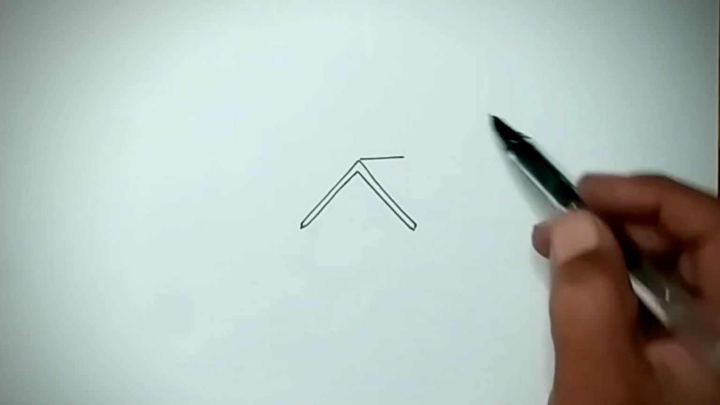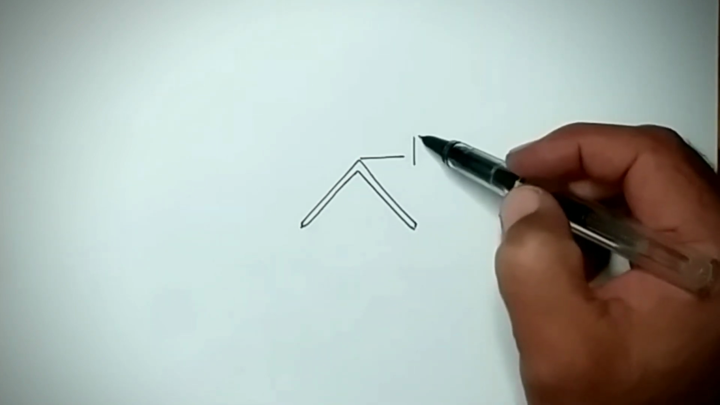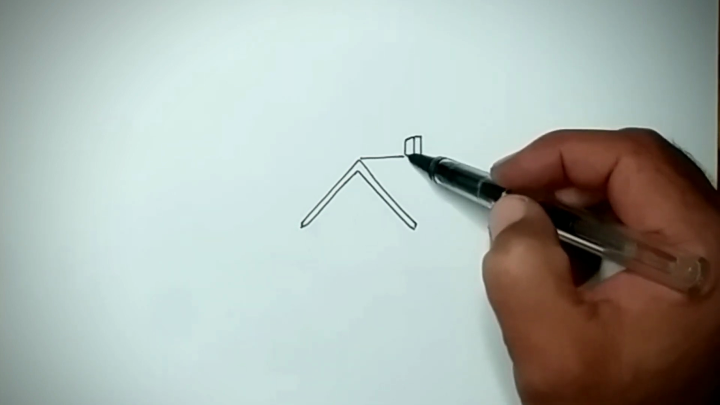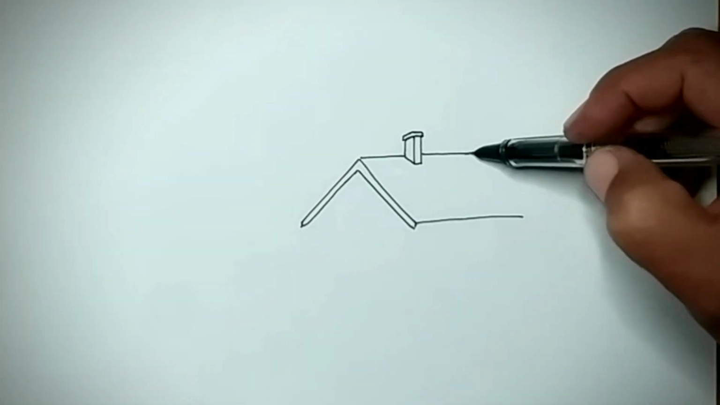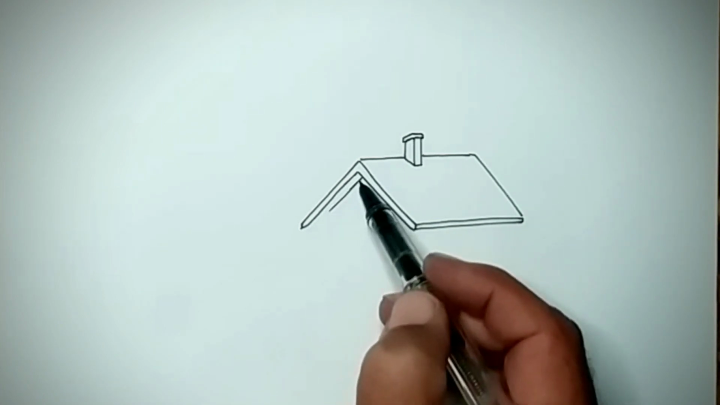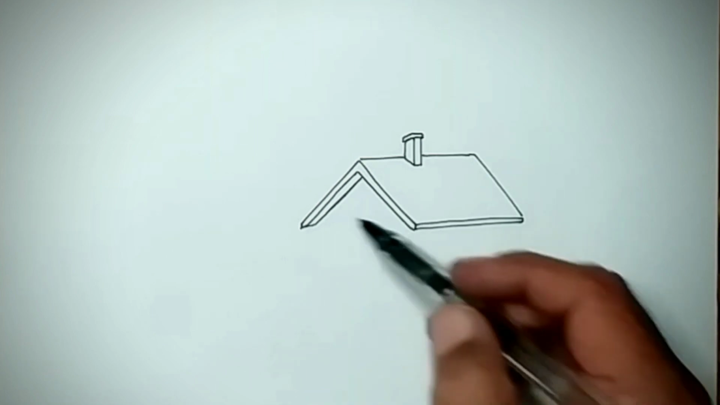Upper part of the cabin, and this is the chimney. I am going to draw the side of the ceiling. You can say it roof.